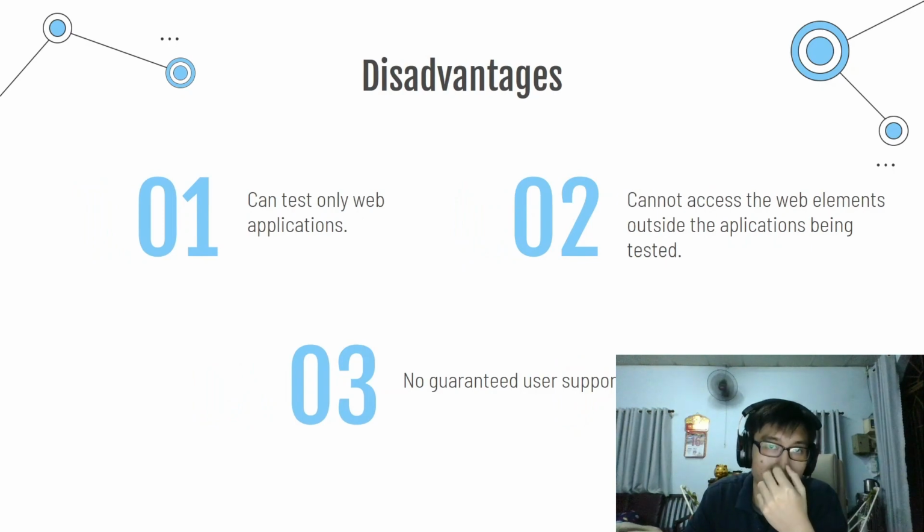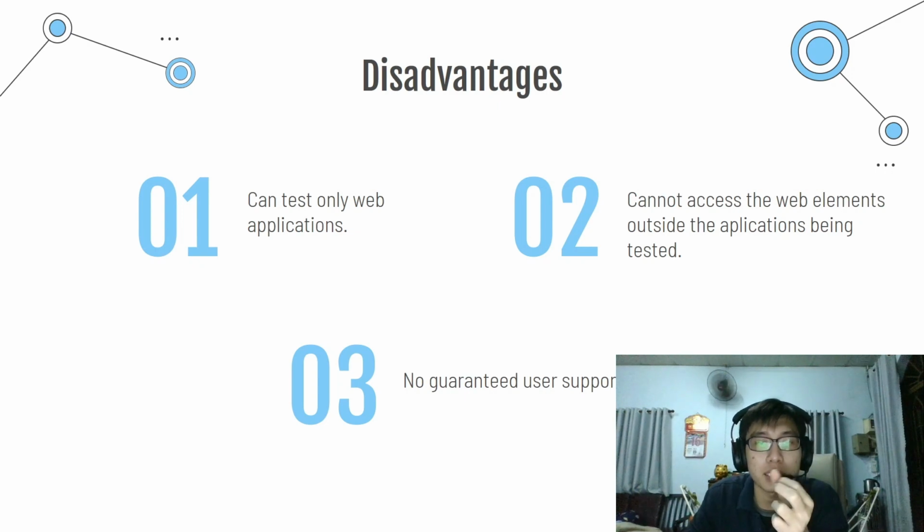Now we move on to the disadvantages. The first one is that it can only test web applications, while other automation testing software can test desktop and mobile applications. Selenium can only test web applications. The second one is that Selenium cannot access web elements outside the application under test.